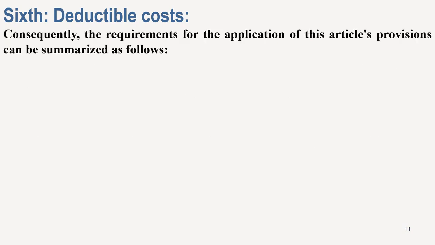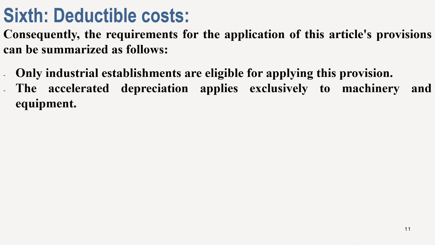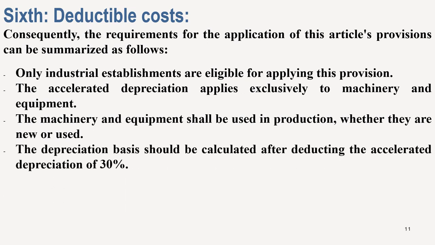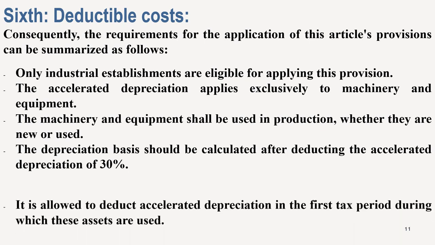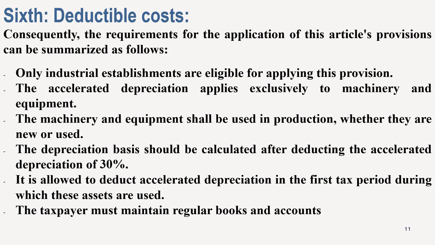Consequently, the requirements for the application of this article's provision can be summarized as follows. Only industrial establishments are eligible for applying this provision. Accelerated depreciation applies exclusively to machinery and equipment. Machinery and equipment shall be used in production whether they are new or used. Depreciation basis should be calculated after deducting the accelerated depreciation of 30%. It's allowed to deduct accelerated depreciation in the first tax period during which these assets are used. Taxpayer must maintain regular books and accounts.